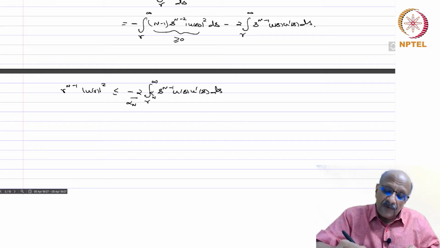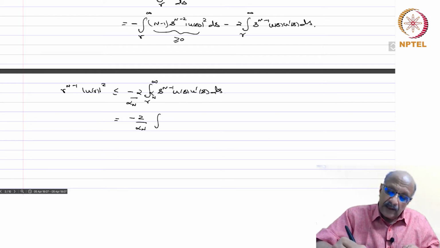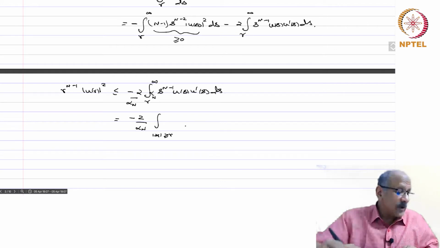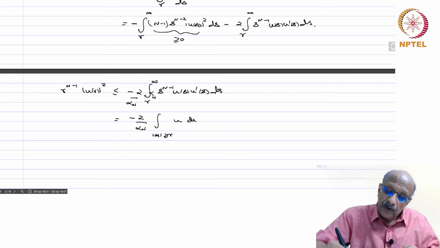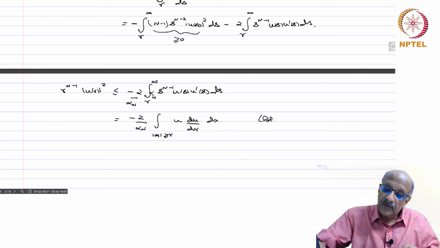Now if I put alpha n s power n minus 1 into a function like this, it is nothing but the integral of the radial function. So this is equal to minus 2 by alpha n, integral over |x| greater than or equal to r of u du/dr dx.